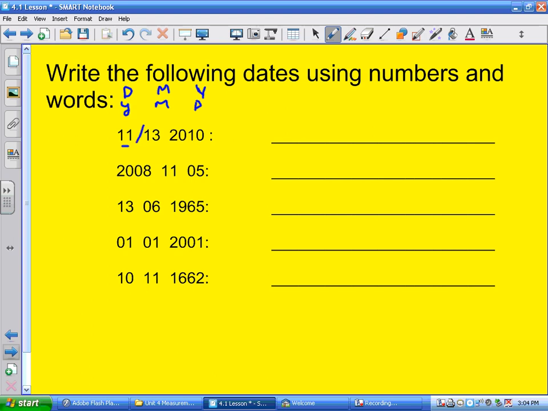No. For some reason my slashes didn't appear. I don't know what's going on here. Okay, so Colby, what do you think the first one is?